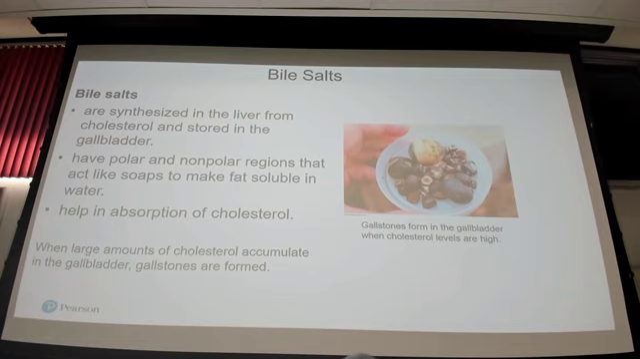So bile salts are very critical for lipid metabolism. They're responsible for emulsifying lipids, breaking them down into smaller molecules so they can be digested by the lipase enzymes. These molecules are derivatives of cholesterol. They're stored in the gallbladder, and this picture here represents high levels of bile in the gallbladder, and they form gallstones. You can see these are huge, probably very painful to the person that had these extracted.